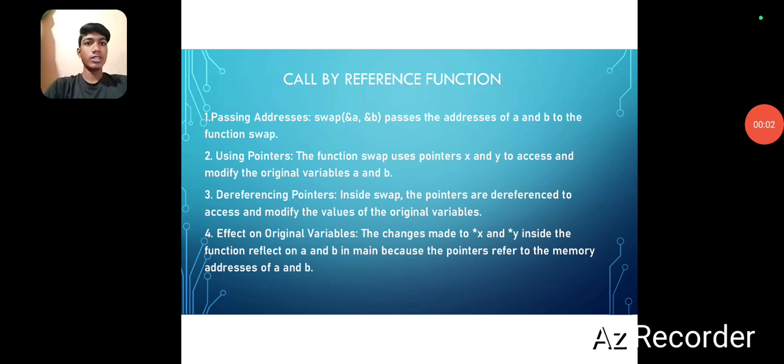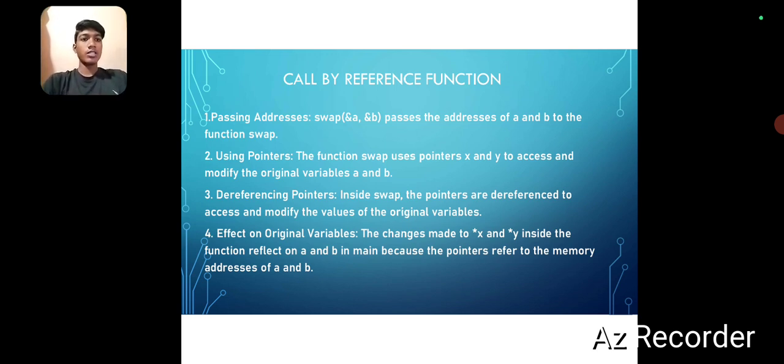Call by reference function. Passing addresses: swap(&a, &b) passes the addresses of a and b to the function swap using pointers. The function swap uses pointers x and y to access and modify the original variables a and b. Dereferencing pointers: inside swap, the pointers are dereferenced to access and modify the values of the original variables. Effect on original variables: the changes made to *x and *y inside the function reflect on a and b in main because the pointers refer to the memory addresses of a and b.